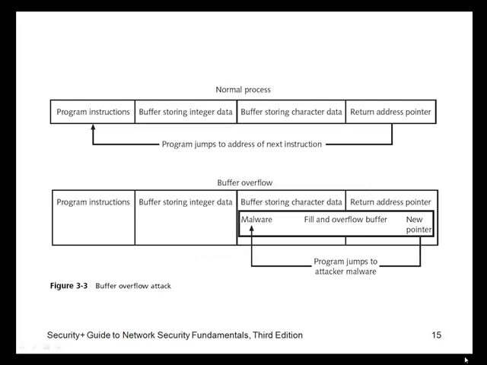And this is the process. We have program instructions, buffer storing integer data, buffer storing character data, and then a return address pointer. The return address pointer brings it back to the program instruction. True? Supposedly. Well, sort of, kind of. Program instructions, buffer storing, we'll put the malware in here. The new pointer brings it back to the malware, so the malware can take over the processing of the machine.